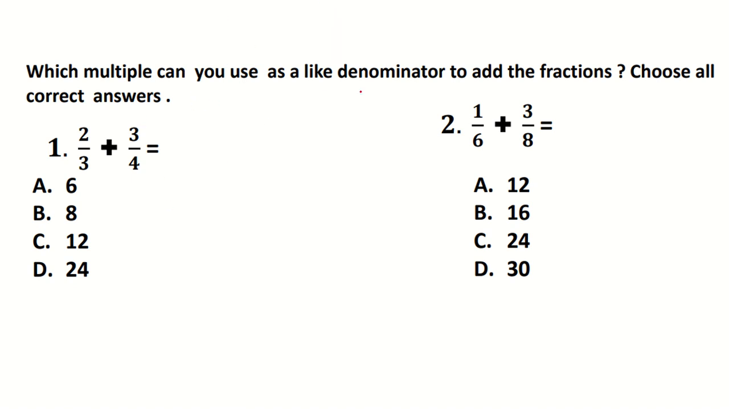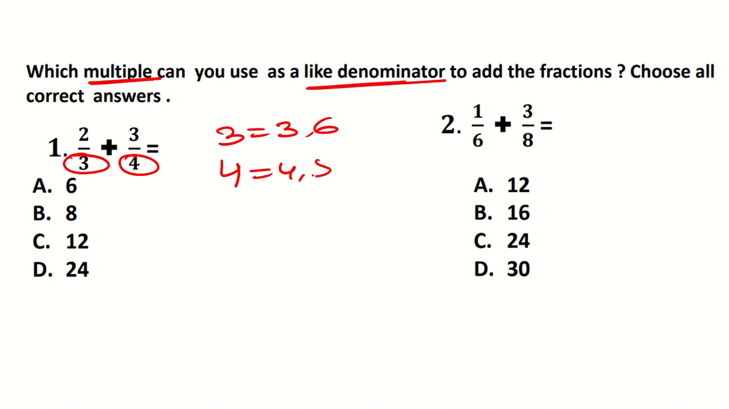Next is, which multiple can you use as a like denominator to add the fractions? Choose all correct options. Now you see which multiple can you use to make a like denominator. Just now I explained you. See, one denominator is 3, another denominator is 4. So you just write their multiples. Multiple means multiplication table. So if you see here 3 and then it comes 6, 4, it comes 8.